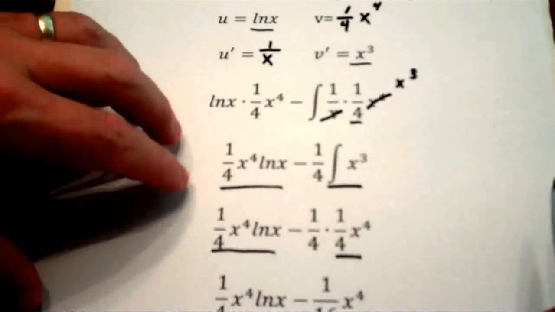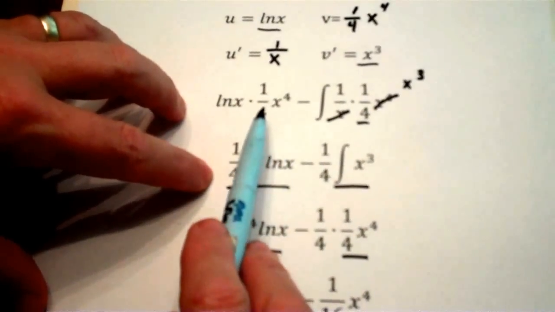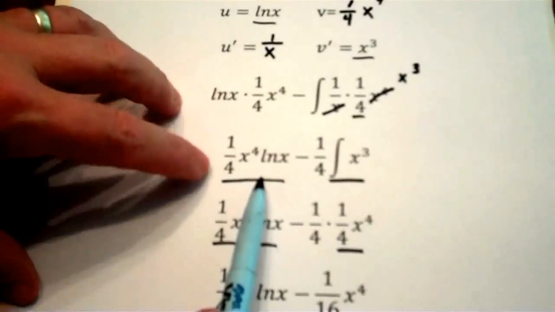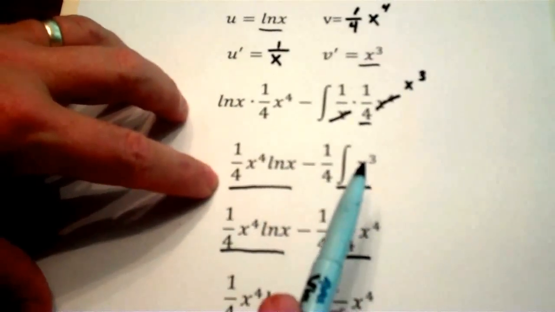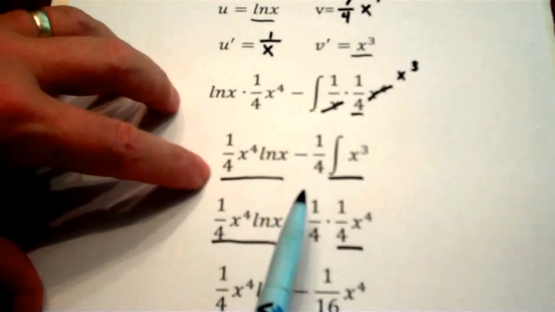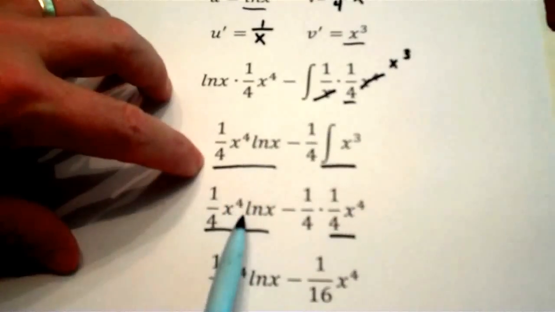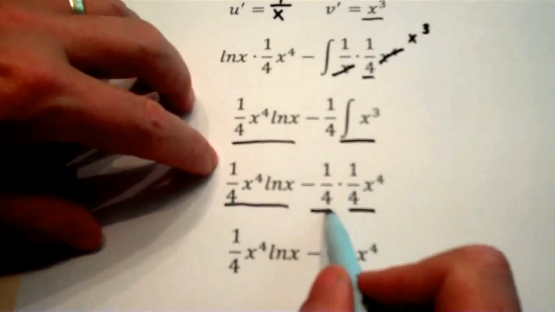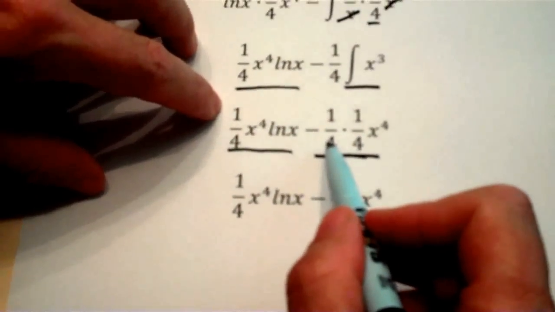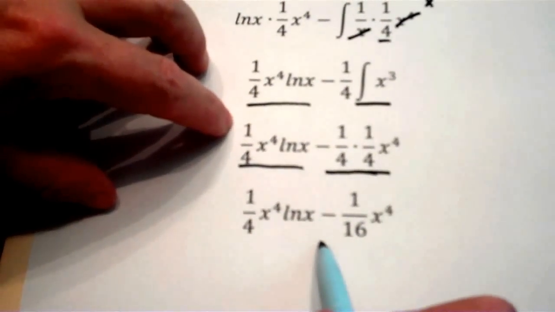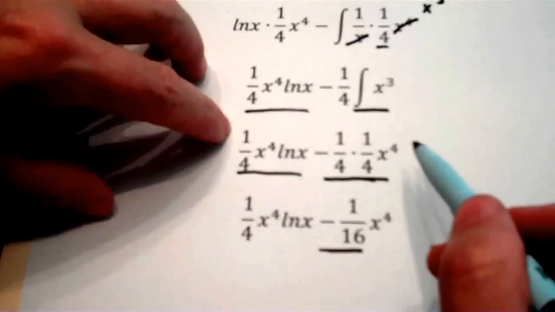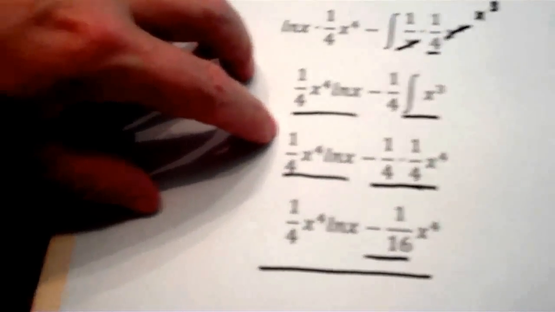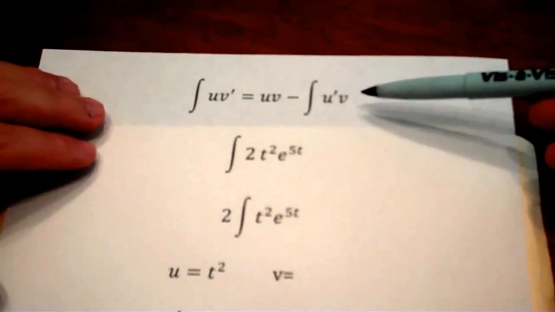Notice I did do a little fixing here, by the way. I did go ahead and move the 1/4 and the x to the fourth to the front to make it clearer. But that's really all I did. There was no simplification or anything else to do there. At this point, I just merely continue to copy that because it's done. I do have a little simplification that needs to be done on the second portion. The 1/4 times 1/4 gives me a 1/16, and I merely copy down my x to the fourth again. And now I have my final answer. Let's take a look at our next example.